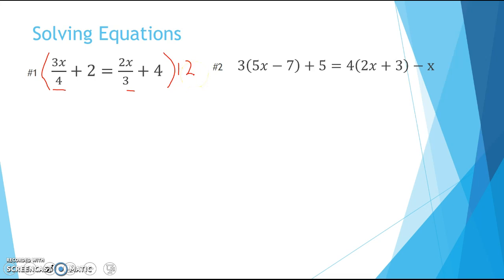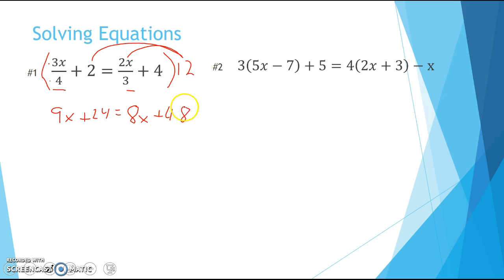And so if I multiply by 12, I'm looking for 3/4 of 12. Well, 3/4 of 12 is 9x. I could also do that by taking 12 times 9 divided by 4. Plus, if I take 12 times the 2, that's 24. That's going to equal 2/3 times 12. Well, again, the 12 and the 3 would cancel a little bit out. We can simplify that. But 2/3 of 12 is 8, so that's going to be 8x plus 4 times 12 is 48.